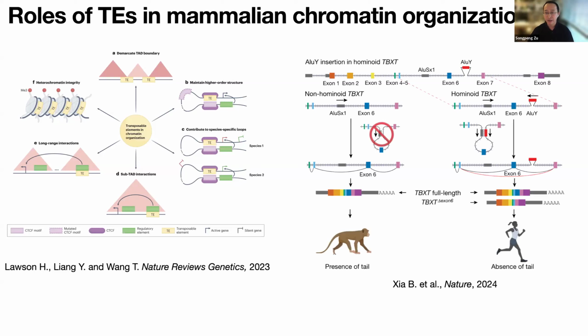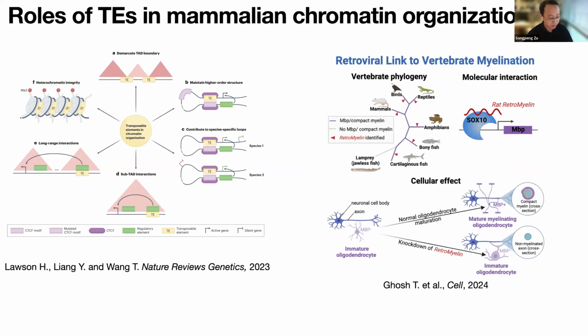You may have heard of this research, for example, that an Alu element has a very interesting function that can lead to absence of a tail, by pairing with another Alu element in the intron regions, so that it can introduce a specific gene splicing mechanism that leads to this absence of tail. And they also have lots of functions in the brain system.